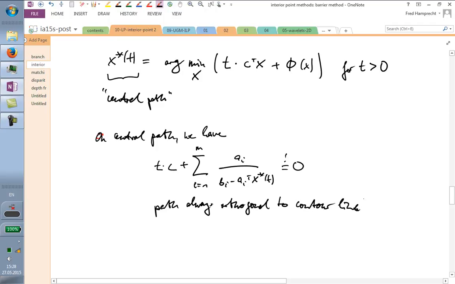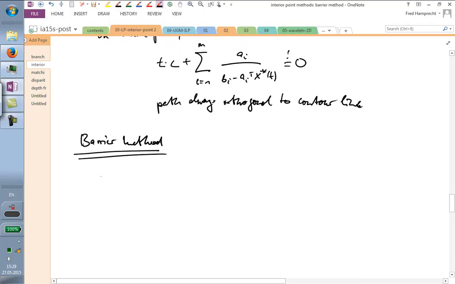Okay, and we now have an algorithm where we start with some value of t, then we find the optimum, we increase t, we find the new optimum, and so on. And this is an algorithm called the barrier method. I assume that we already have some feasible starting point, and it is not trivial to find a feasible starting point in general. If we have time, I'll say more about that.